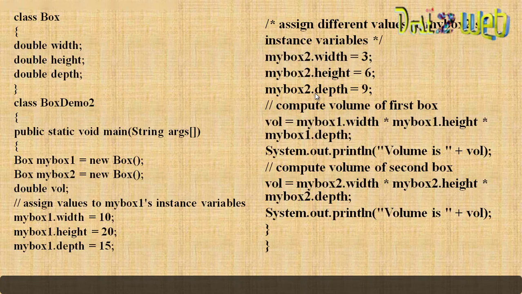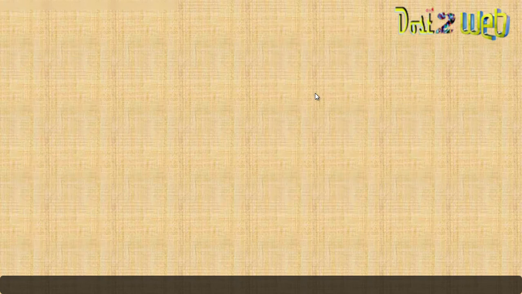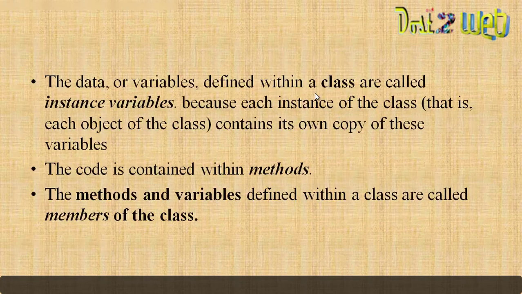So it will calculate and keep it in memory, then print. Then again in memory, another instance, you compute the volume for myBox2. So you can do this for n number of instances. You can create n number of instances, you can create n number of instance variables, and those instance variables will be members of the particular class. Understand? So that's all for today.